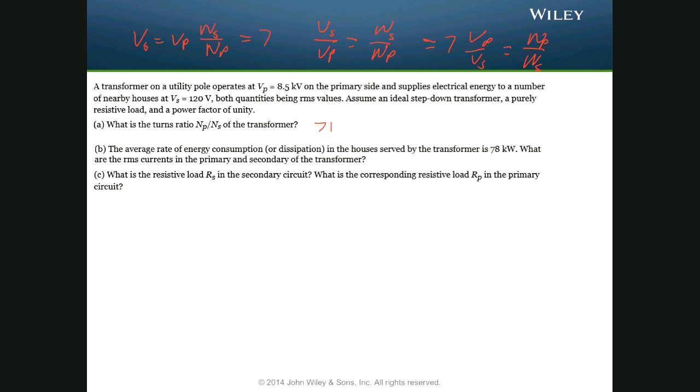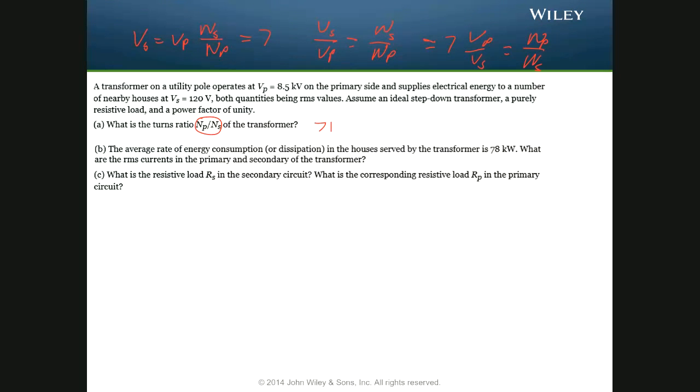Well, it asks specifically for Np over Ns, right? But we start with our transformer equation with an Ns over Np. So I'm just doing algebra to solve here. Okay. Yeah, so it's inverted.